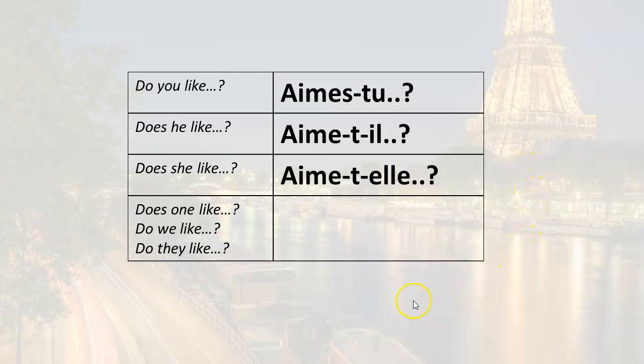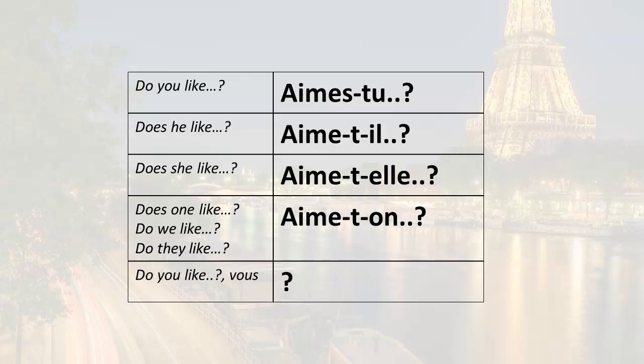And then with on aime, if you reverse the word order, aime-on, that runs together, so we have to insert the T as well. So we have aime-t-on, aime-t-on. Do we like? Does one like? Do they like? And there's one more.